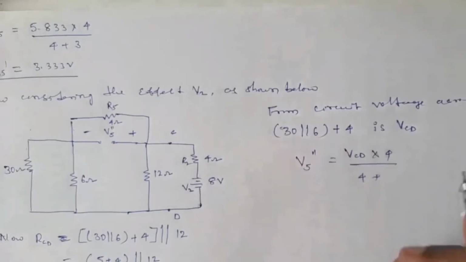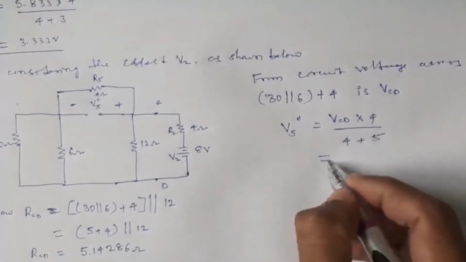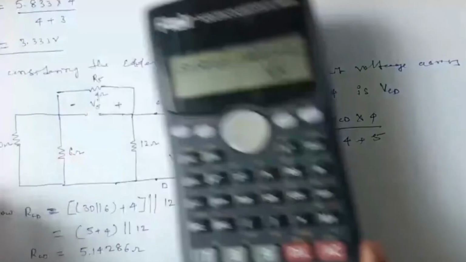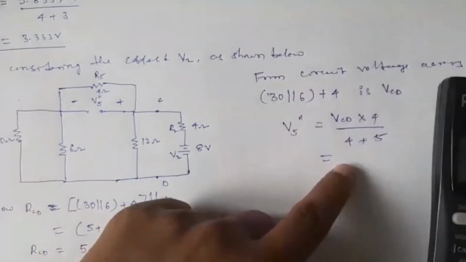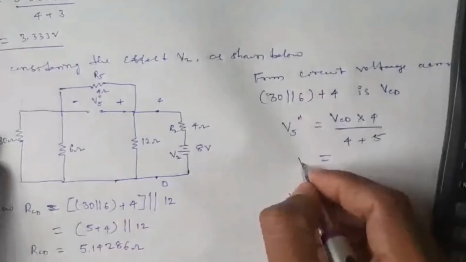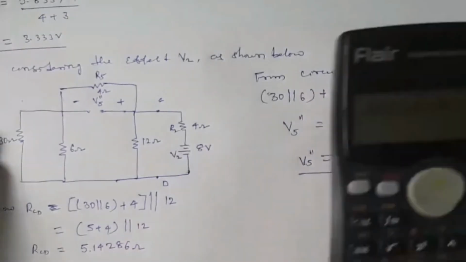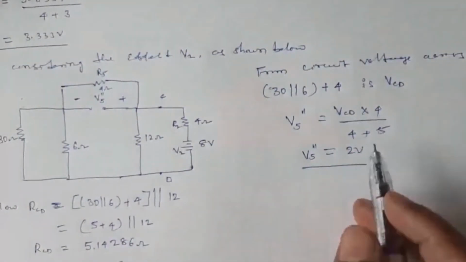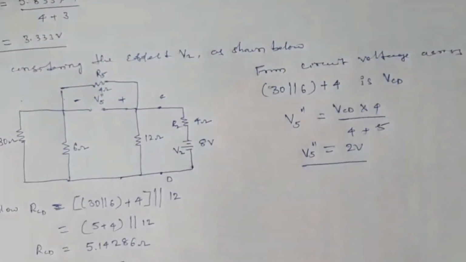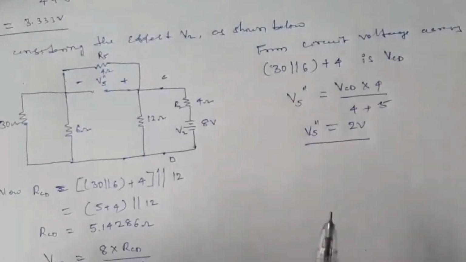Say this is 5, and now this is equal to 4.5 into 4 divided by 9, because 4 plus 5 is 9. It is 2 volts. V5 double dash is equal to 2 volts. So this is the second result, because of considering the effect of V2. Okay, so now we are left with only one source, the last one.